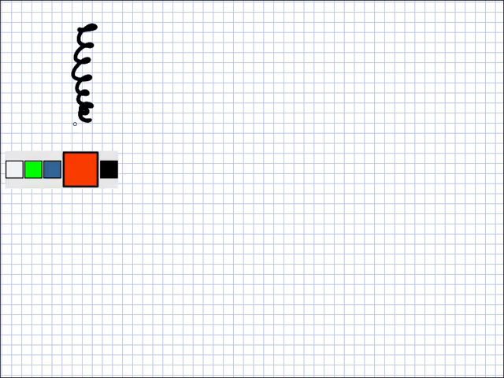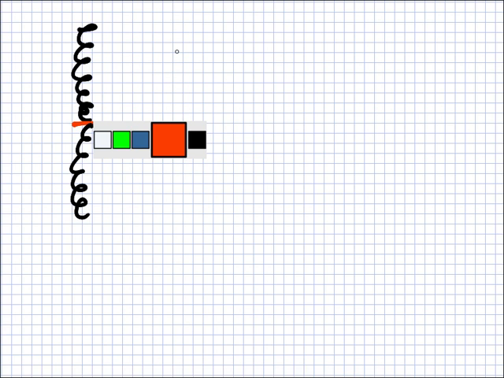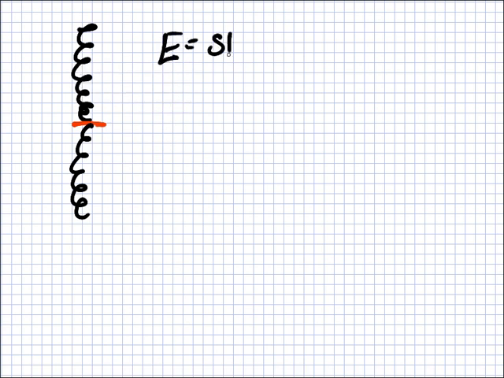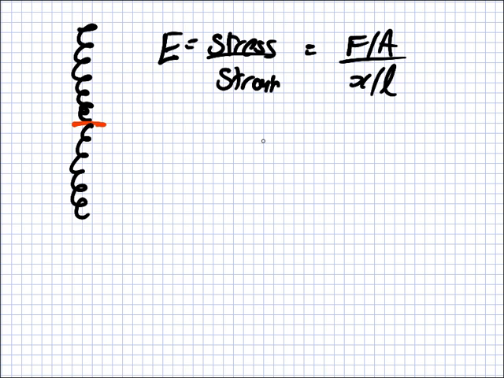Let's try this again. Okay, so we have one here, and we have one here, and we want to get the E. That's the stress over strain. That's force over area over X over L. I am confused. I'm sorry, I don't remember the proof.